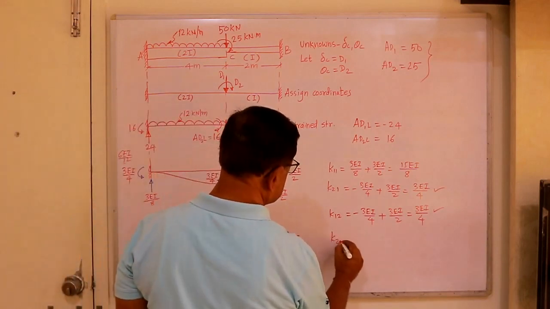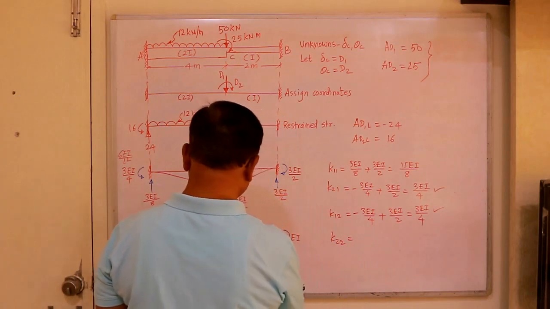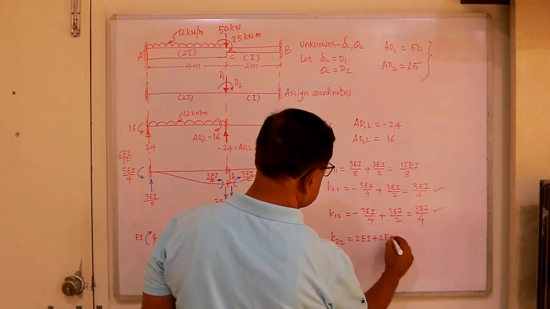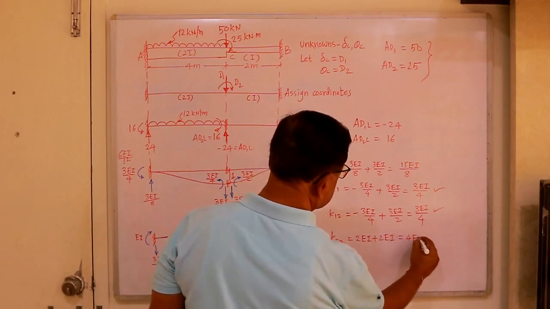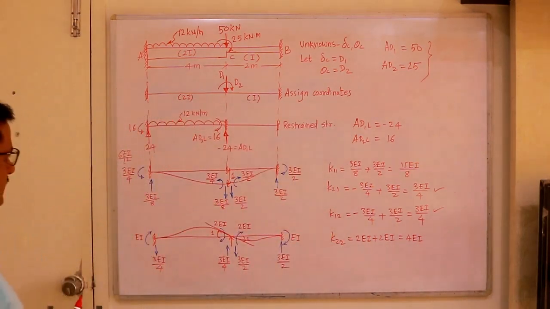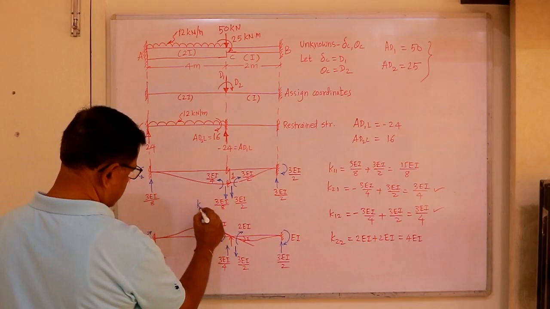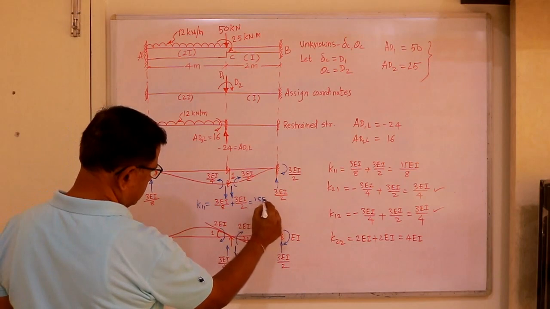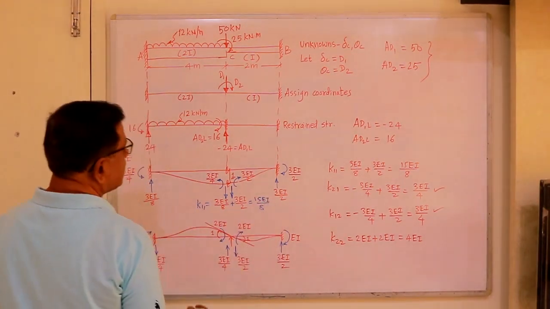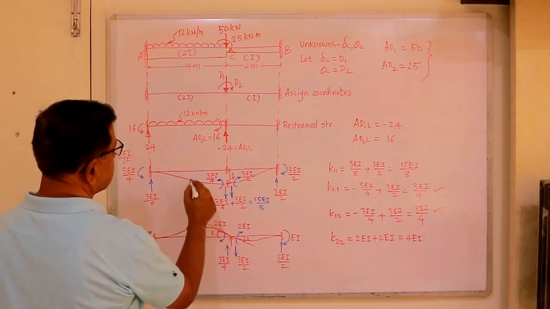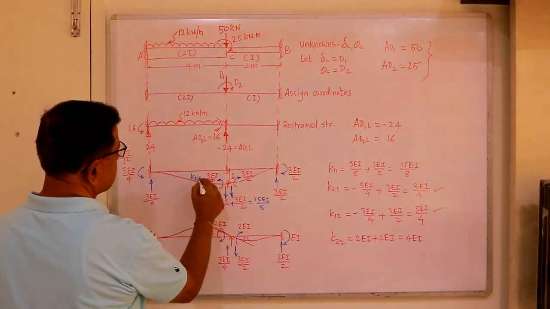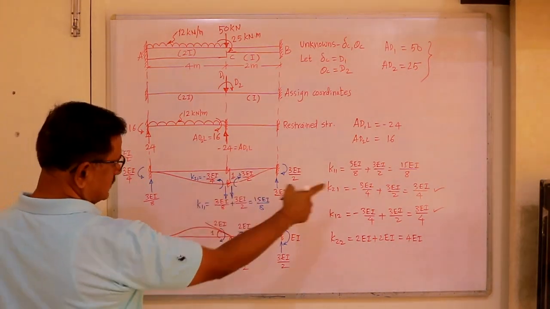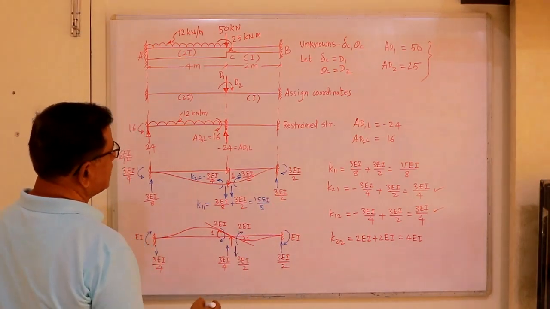Then the last, K22 is equal to, both are clockwise, this is 2EI plus 2EI is equal to 4EI. So you will get 4EI. That means this is K11, both are positive and this value comes out to be 15EI by 8. And what is K21? This is K21. So this is minus and this is plus. So this is anti-clockwise, this is clockwise. So you will get K21 as 3EI by 4.